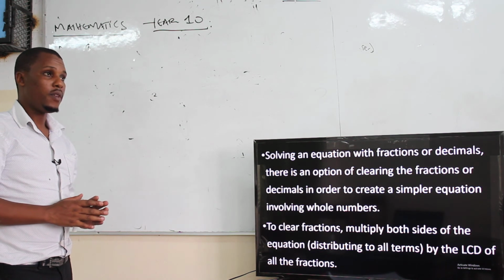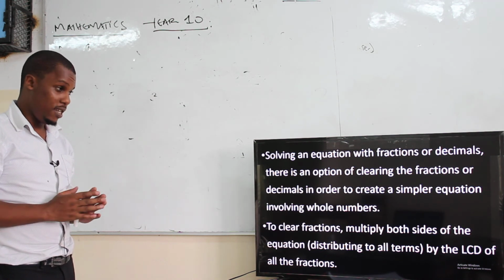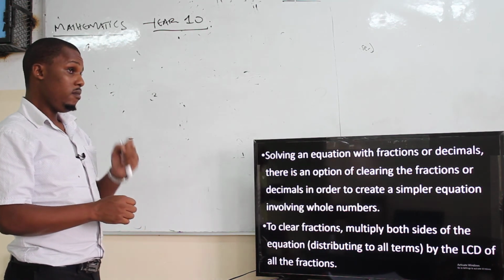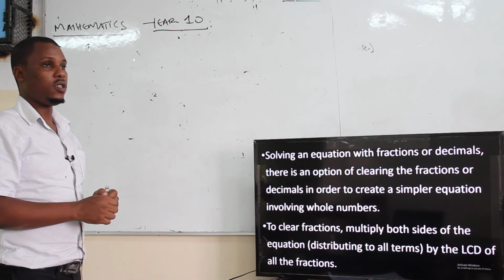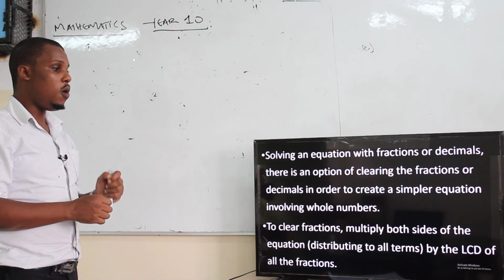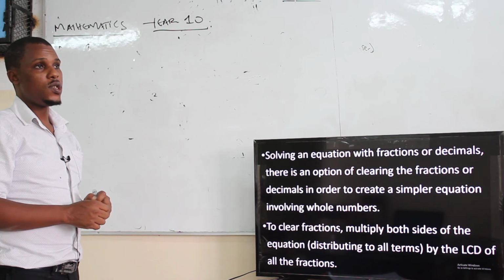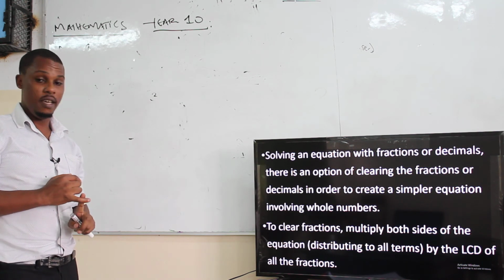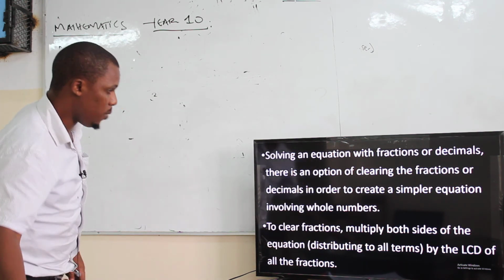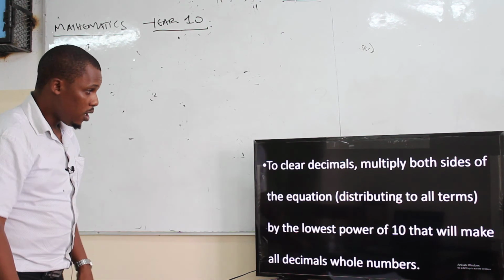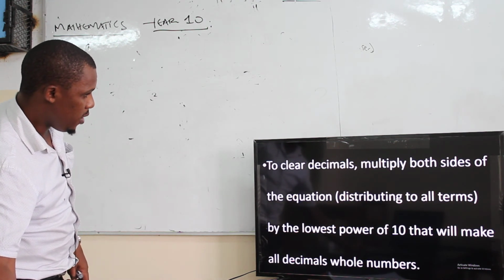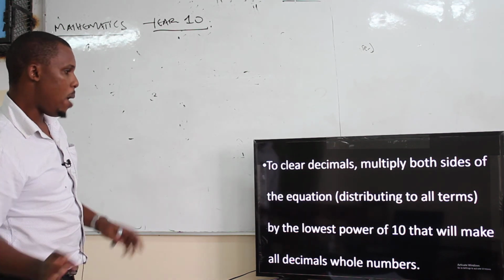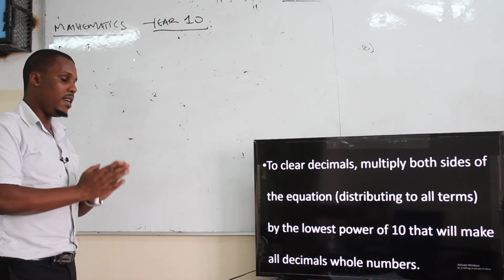To clear the fraction, how do you do it? You multiply both sides of the equation, distributing to all the terms, by the LCM of all the fractions, that is the least common multiple of all the denominators. So the LCM will be assisting us in kicking it off. That is the first mission you are going to carry out. To clear decimals, multiply both sides of the equation, distributing to all terms, by the lowest power of 10 that will make all the decimals whole numbers.